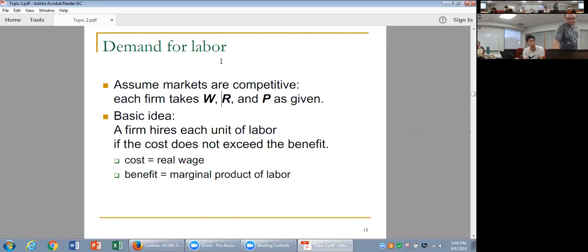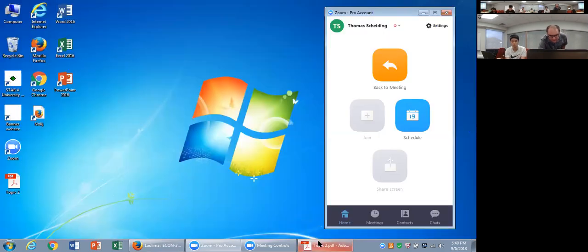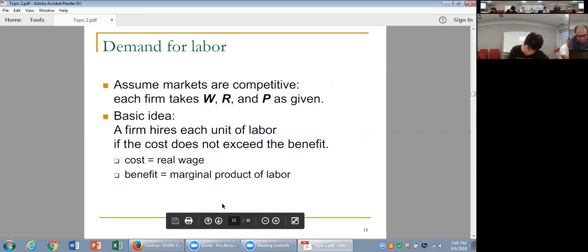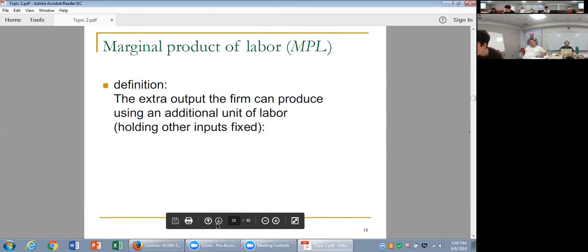So let me go back to this. There's a definition. Hopefully you remember this from your principles of micro class, especially if you took it with me. This would be your marginal product of labor: how much extra output the firm produces with an extra unit of labor.